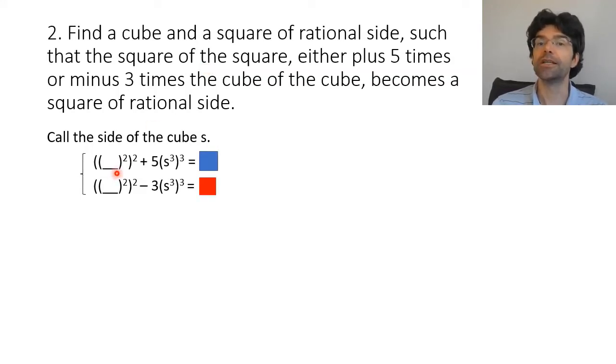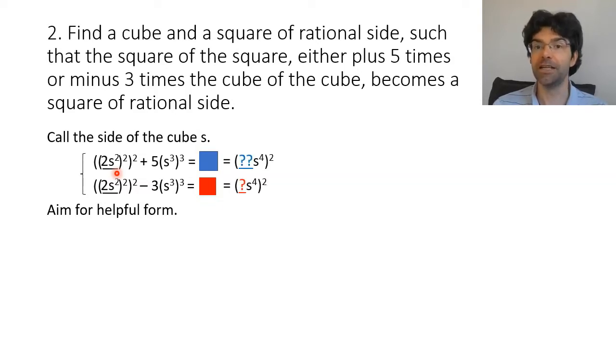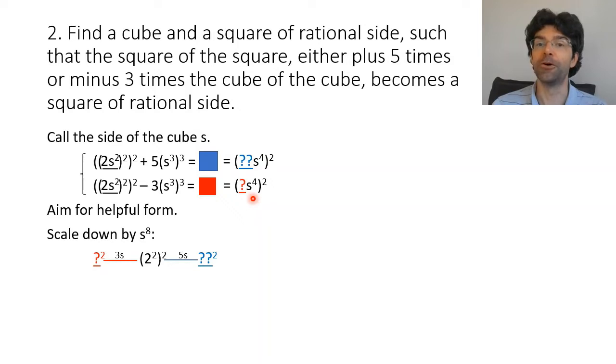Then we end up with 16 times s to the power 8 plus 5s to the 9 and 16 times s to the power 8 minus 3s to the 9. Both have to be squares. And again, with helpful form in mind, we just like to set the sides of those squares to some given multiples of s to the power 4. So we scale everything down, and the multipliers we're looking for just have to have the property that their squares are 16 plus 5s and 16 minus 3s.